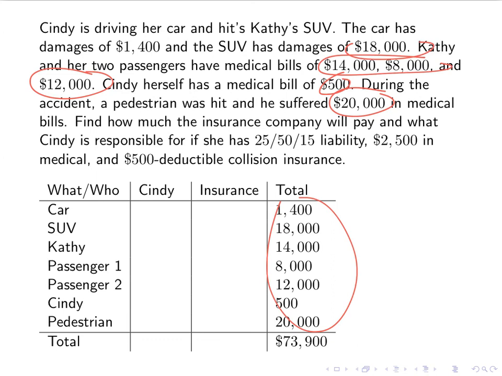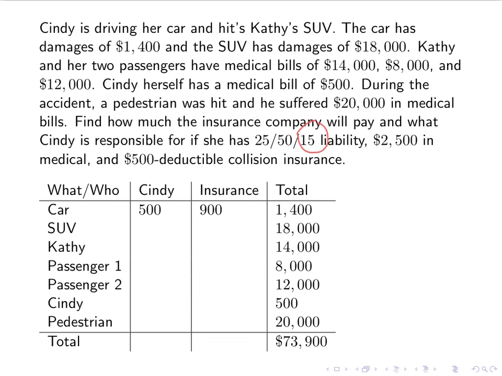So again, we're going to start with the car. That is Cindy's, who caused the accident. So her car is covered under collision. So she pays the deductible, the insurance pays the rest. So Cindy pays $500, insurance pays the $900 that remains. The SUV is property, so it is being covered under the third number from liability. So the SUV has damages of $18,000, but Cindy is only covered for $15,000. So the insurance company will pay the $15,000, Cindy's responsible for the rest, which amounts to $3,000.